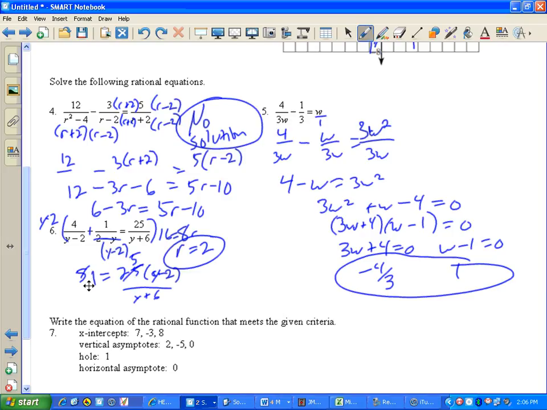Now if I cross multiply, I'm going to get y plus 6 equals 5y minus 10. Subtract the y, add the 10. Okay, and then check to make sure that works. Okay, I can plug it in here. I get 4 over 2, which is 2. 1 over 2 is a half. 25 over 10 is 2.5. 2 plus 1/2 equals 2.5, so that works.